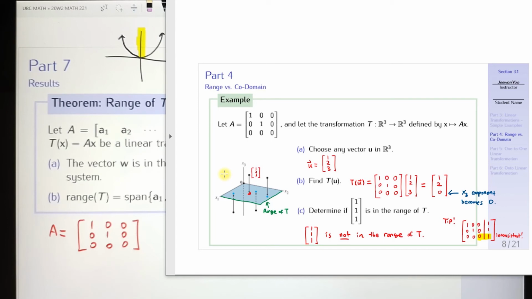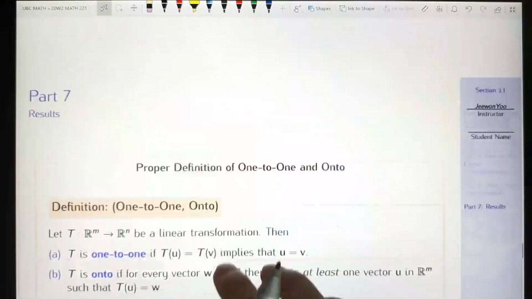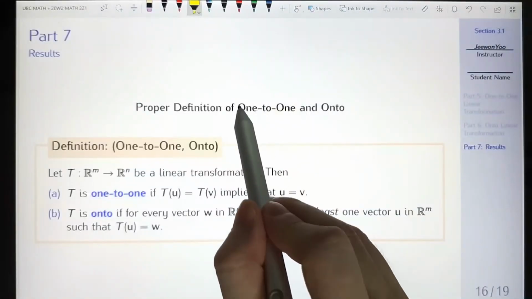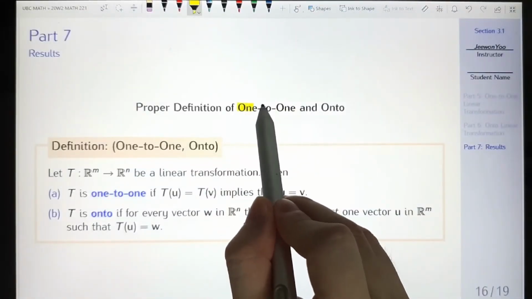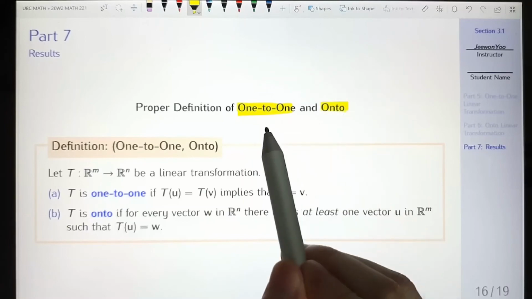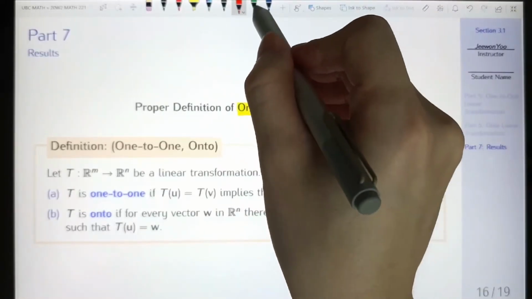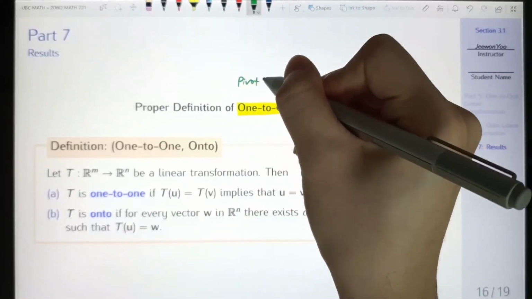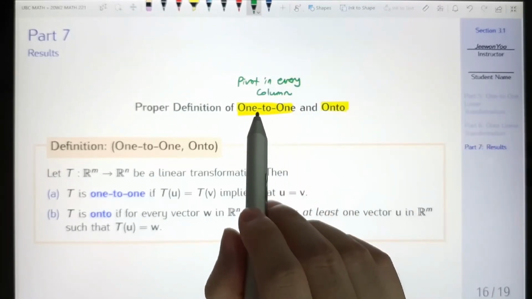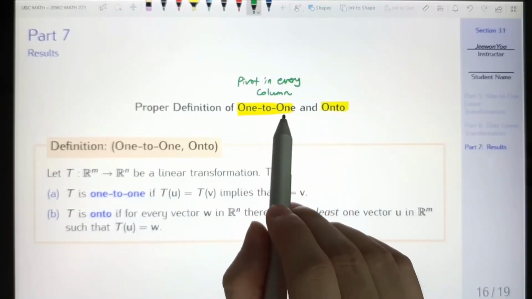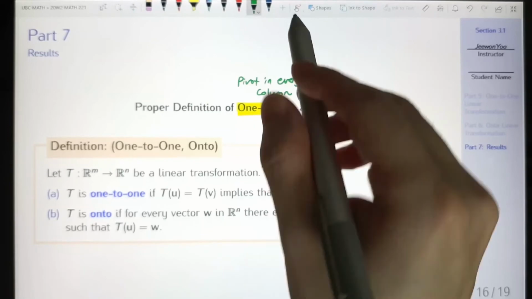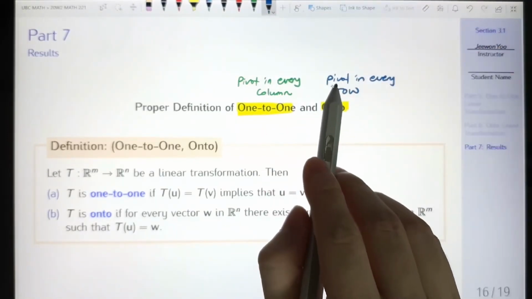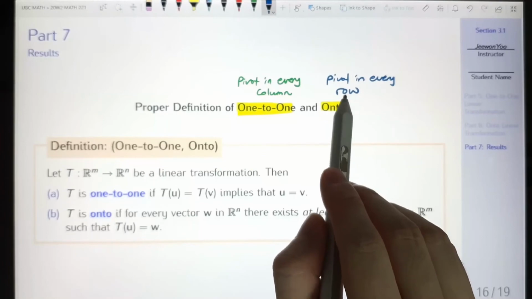All right, time to move on to the next thing, which is a more useful way of saying one-to-one and onto functions. Everyone, we already studied something about one-to-one and onto today. Do you remember, one-to-one means having a pivot in every column, right, everyone? Onto transformation means having a pivot in every row, okay?